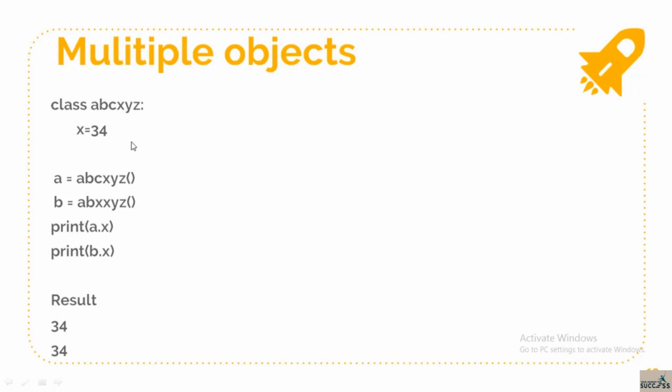Multiple objects. Now we can make multiple objects of a single class. In this case, we are making two instances or two objects, a and b, of the same class abc xyz. We can access this variable with either the a object or the b object, so both will give us the same result. a.x will give us 34 and b.x will also give us 34, because both are instances of the same class abc xyz.